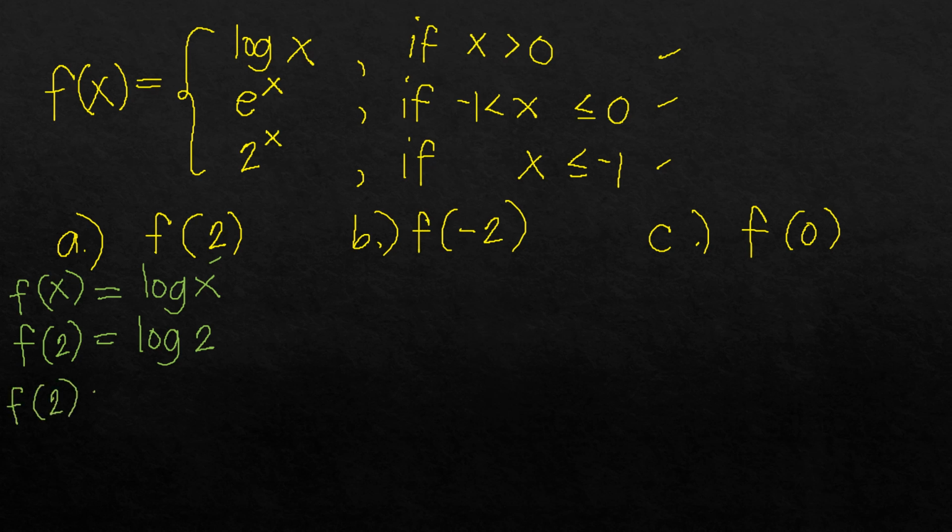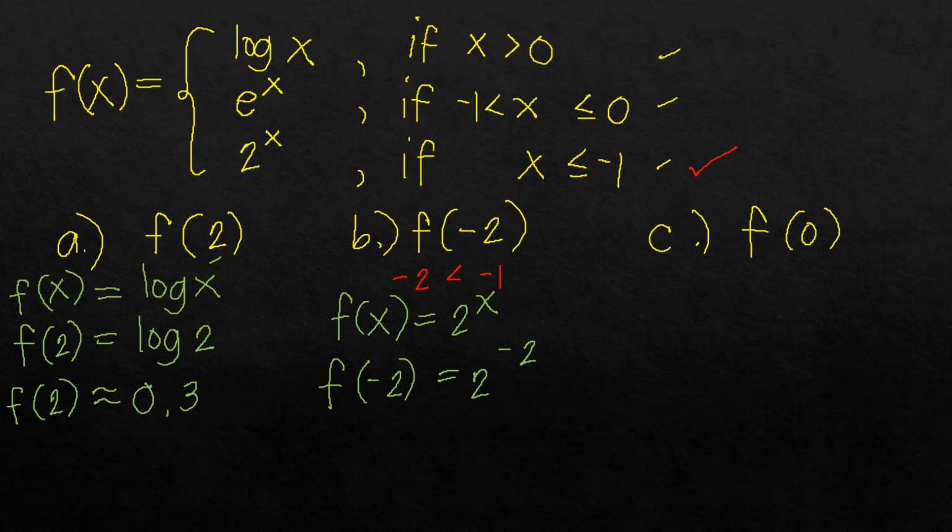F of 2 therefore is approximately, okay, the exact answer is logarithm of 2, but when you're answering, you can also have an approximation, and that is also accepted. The answer is approximately 0.3. So what about f of -2? -2 is less than -1. As you observe, -2 is less than -1, so we are now using the last function. We are using f of x is equal to 2 raised to x. Okay, so we let x be equal to -2, so f of -2 is now 2 raised to -2. Now the rule of exponential negative integral exponent, so we can have 1 over 2 raised to 2, or simply 1/4. So f of -2 is 1/4.